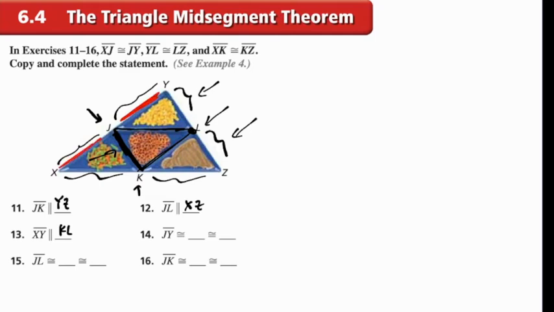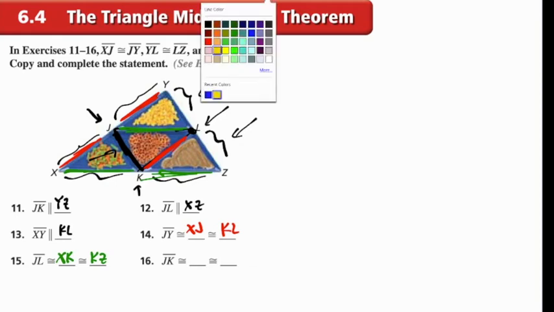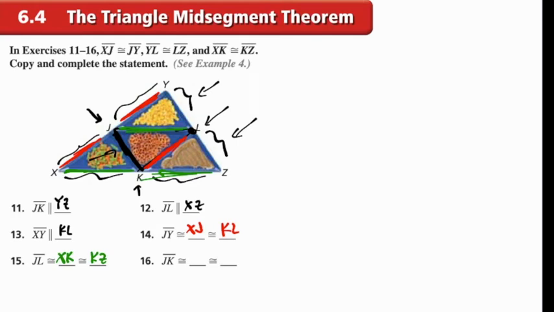So when we look at JY, JY is congruent to XJ, but it's also got to be congruent to the side it's parallel to because all of them represent half of XY. So we can fill this in as XJ and KL. And now when we look at JL, JL is right here, and that's going to be congruent to XK and KZ. And then the last one is JK. JK is this side, and that will be parallel to YL and LZ.